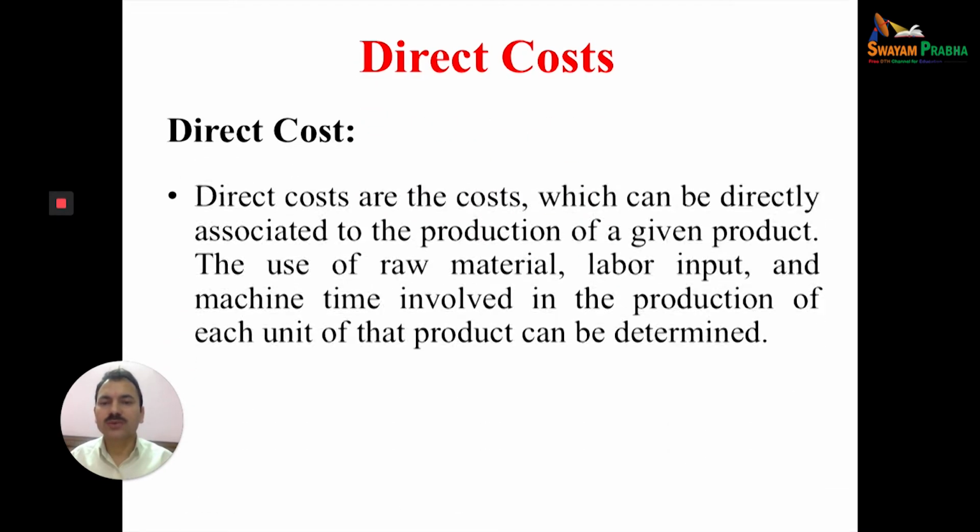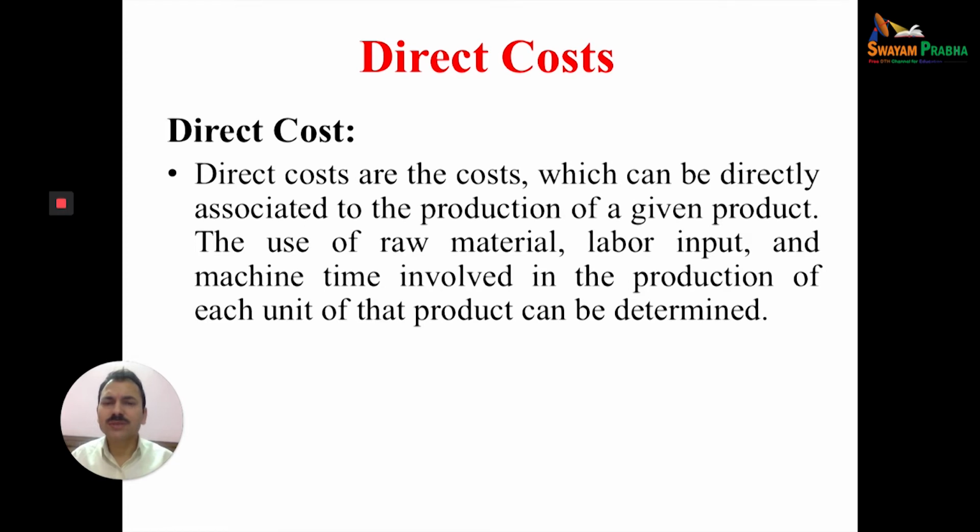Now direct cost. Direct costs are basically the costs which can be directly associated with the production of a given product. The use of raw material, the labor input, the machine time involved in the production of each unit of that product can be determined. In simple words, direct cost can be easily separated from the product. You can easily calculate that cost.